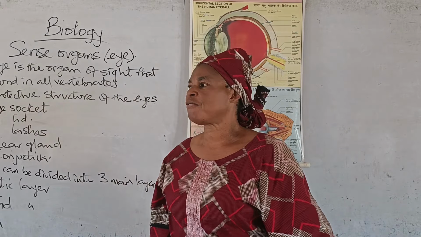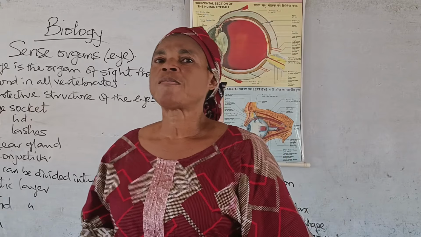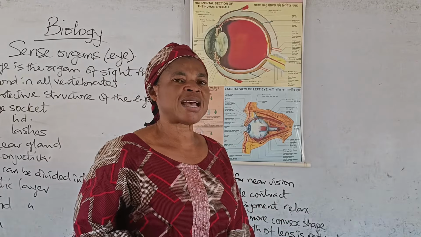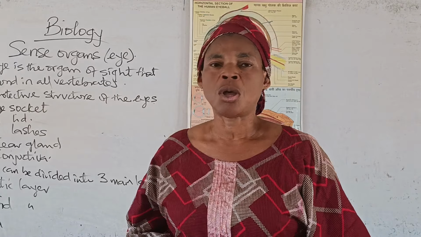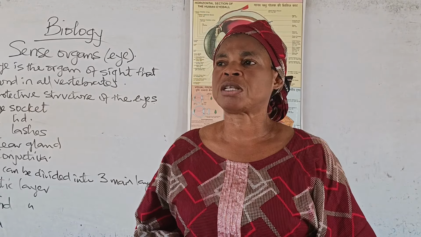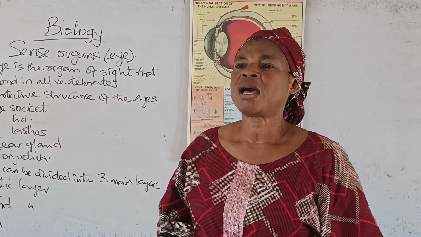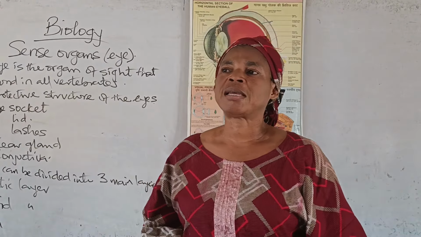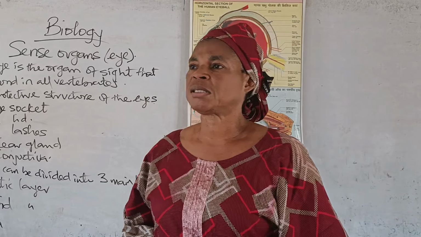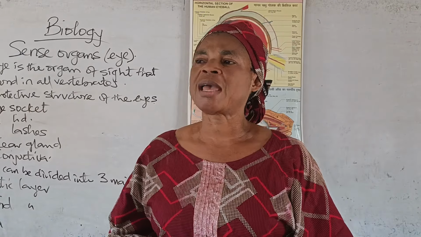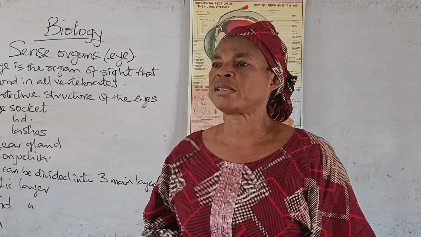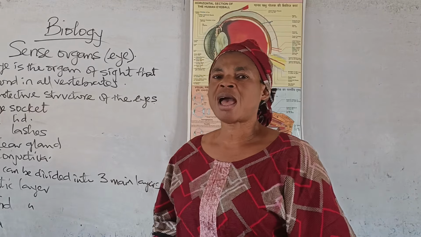And then we also have the tear gland. The tear gland has an enzyme, and the enzyme is antiseptic in function. What the enzyme actually does is kill most of the bacteria that may want to enter the eye. And then the eyelids are mechanical in function. They prevent water from entering the eye, and they also prevent sweat from entering the eye.